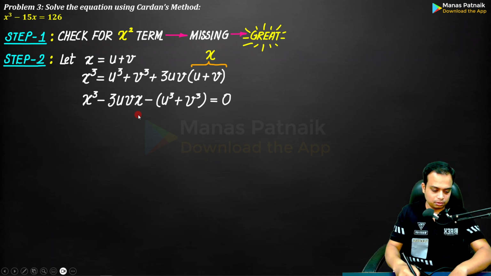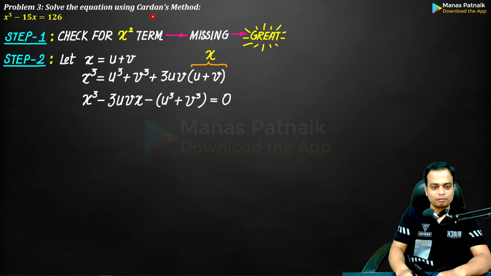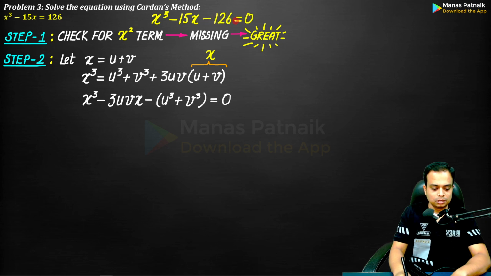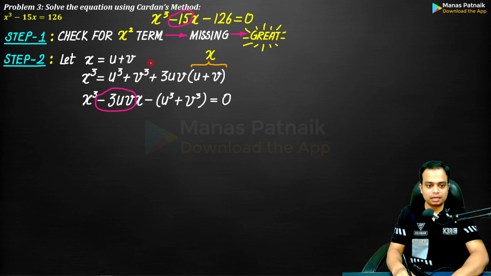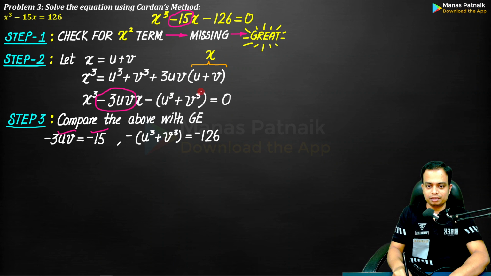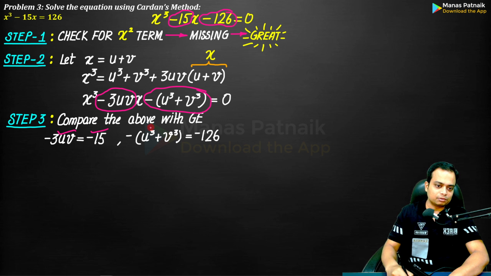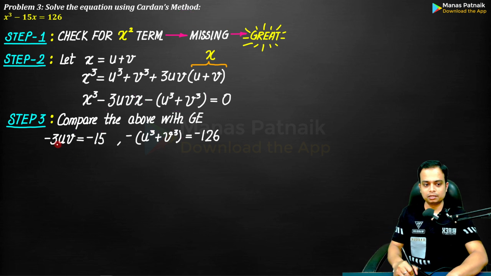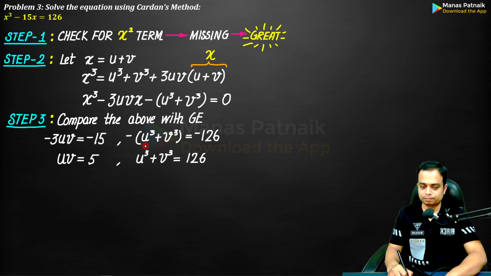Now what sir? Now let me rewrite this. This is not in the proper format. x cube minus 15x minus 126 is equal to 0. So the first thing is, if you watch, negative 3uv, the coefficient of x, can be equated to negative 15. In the same fashion, u cube plus v cube, negative, can be equated to negative 126, and that is what we've done. Now what sir? 3 into 5 is 15. So uv equals 5. u cube plus v cube is equal to 126.